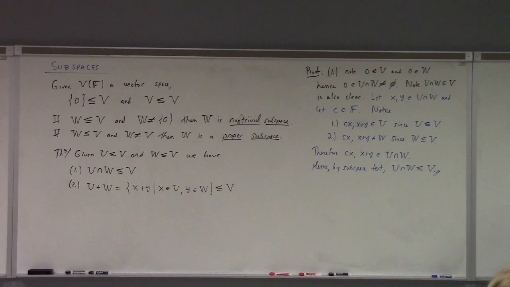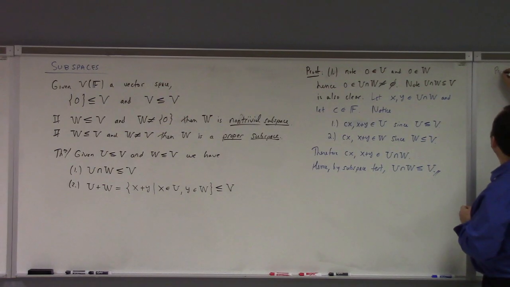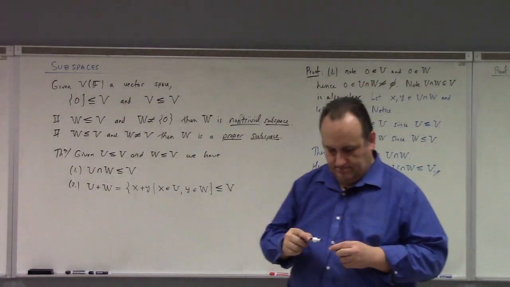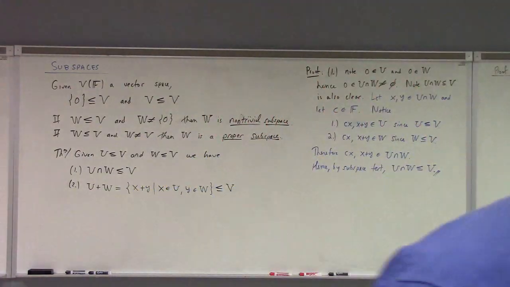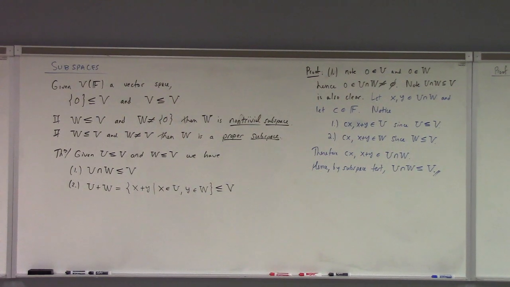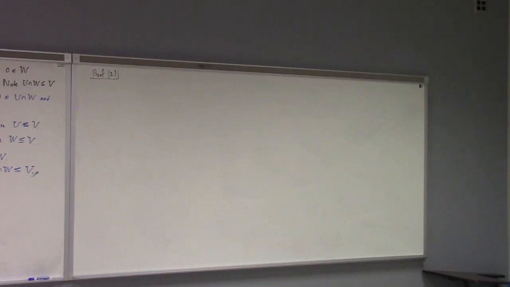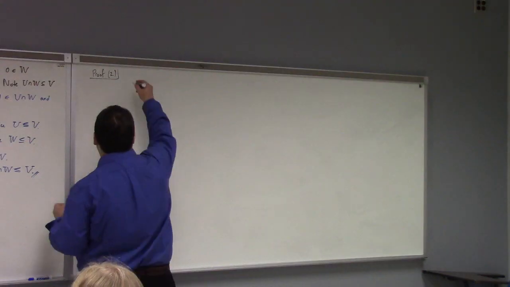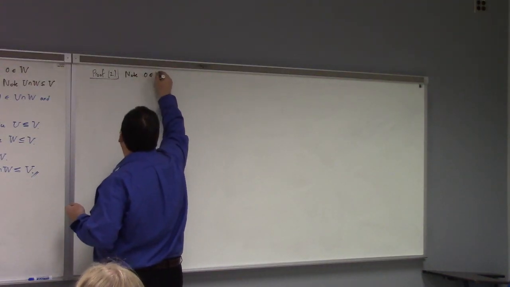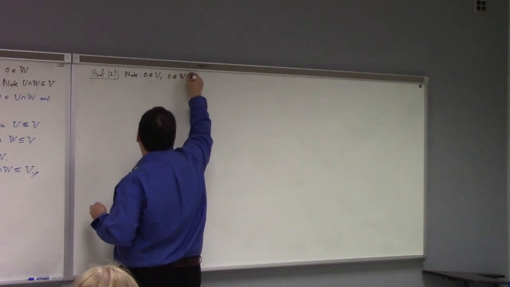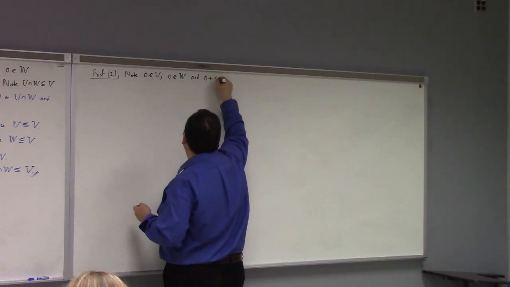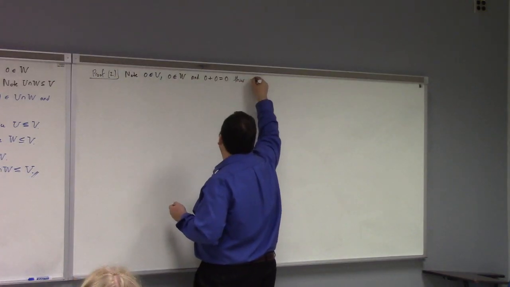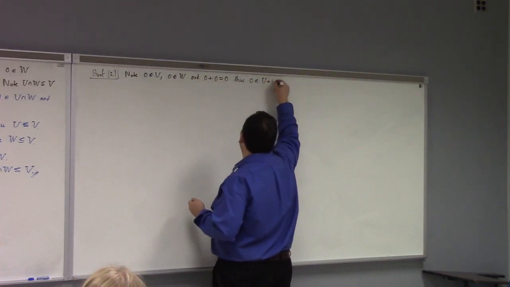So how about the number 2? Can we prove that the sum of subspaces is a subspace? How's that going to go? How about 0? Is 0 in there? Well, 0 is in both subspaces, right? What's 0 plus 0? 0, right. Note, 0 is an element of U. 0 is an element of W. And 0 plus 0 is equal to 0. Thus, 0 is an element of U plus W.